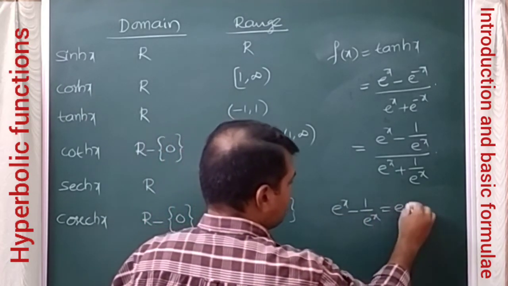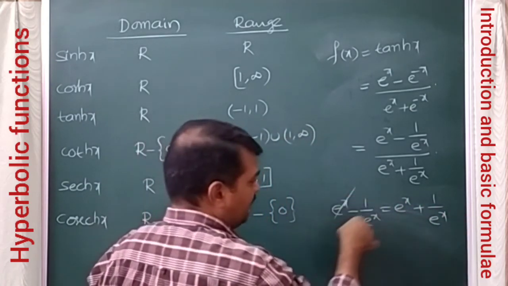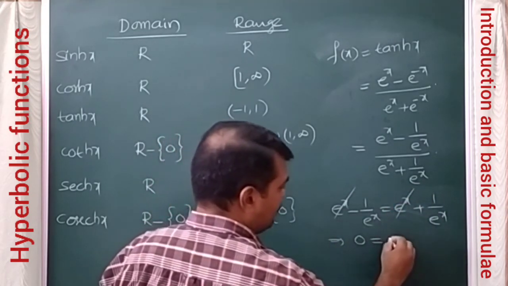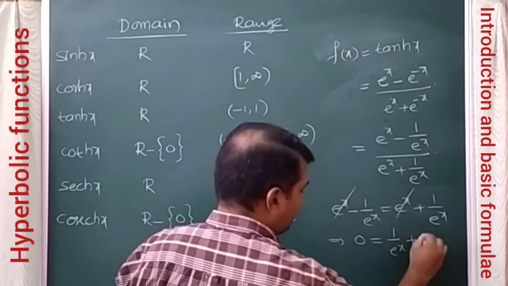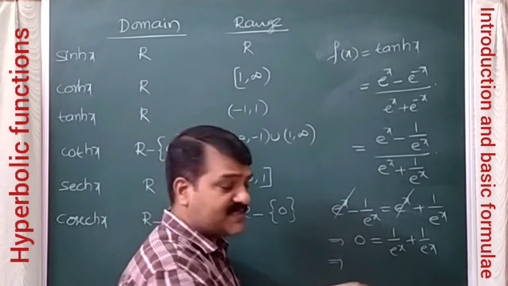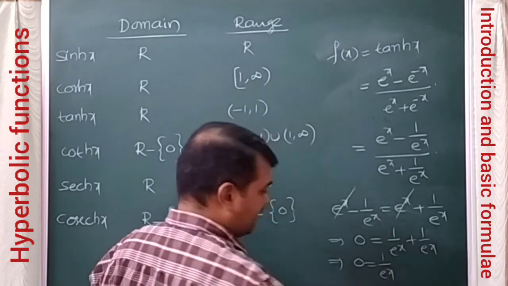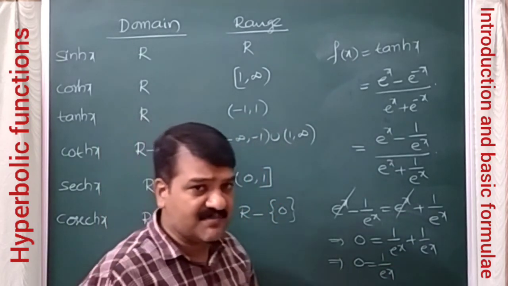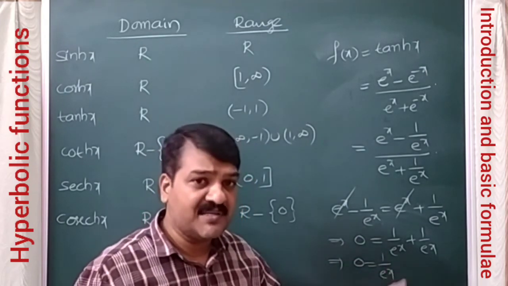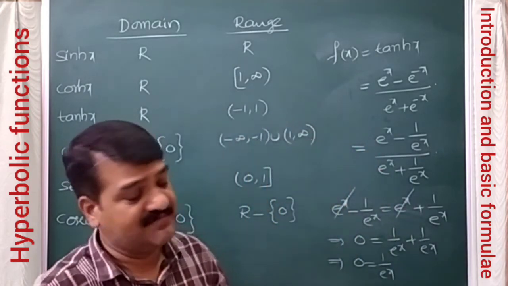Numerator is equal to denominator. For example, if I take it like this, e power x cancels. So 0 is equal to 1 by e power x plus 1 by e power x, so 0 is equal to 2 by e power x. Okay, that means 0 is equal to 1 by e power x should come like this. How is it possible? 1 by e power x cannot be 0. Cross multiply, you will get 1 is equal to 0. Impossible. Numerator equal to denominator is also not possible.